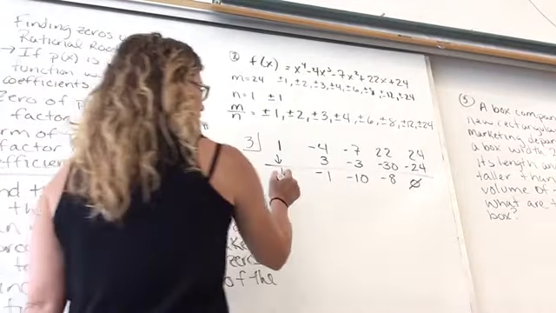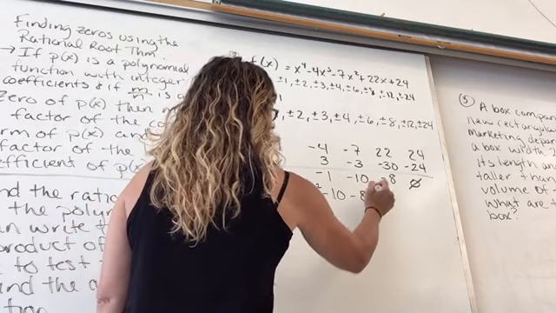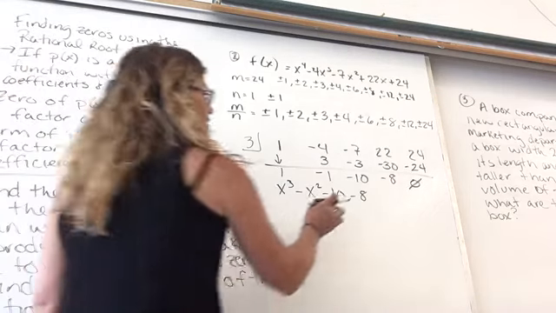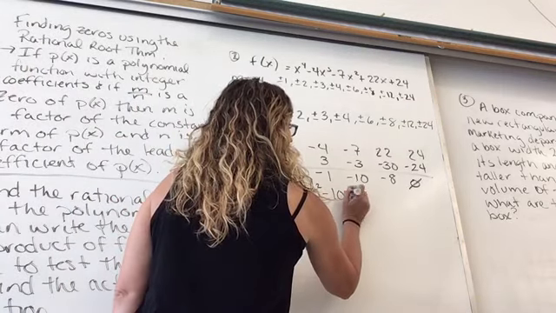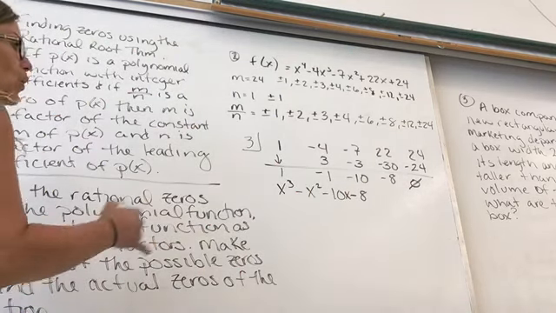I do need to rewrite this. This becomes x cubed minus x squared minus 10x minus 8. Now, because it is a cubed, I actually have to factor some more. I forgot my x here. So I have to keep going. I can't stop yet. I have to do that m over n whole thing again.